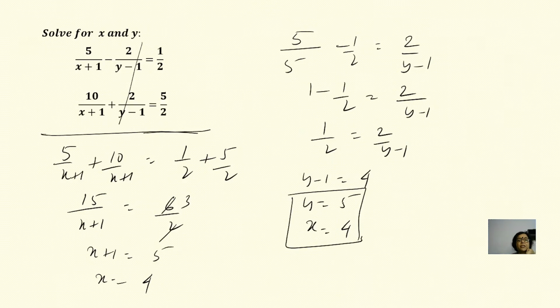x is 5, y is 4. Check the answer. If you put here 4 for x, you'll get 4 plus 1, that is 5. 5 by 5 is 1. 2 by 5 minus 1, that is 2 by 4, that is equal to half. So 1 minus half is half.